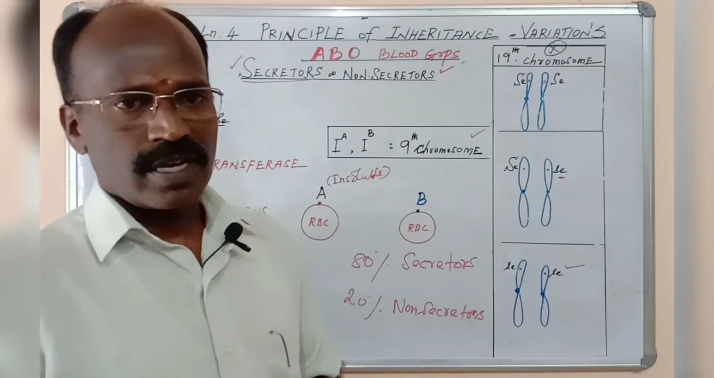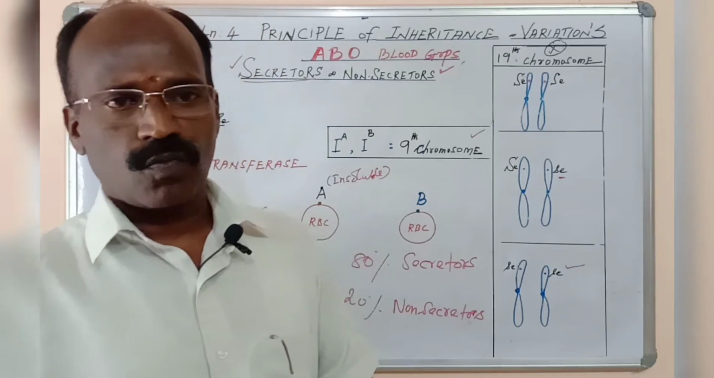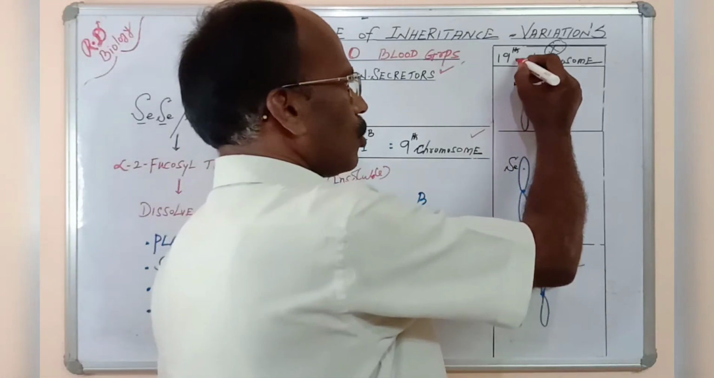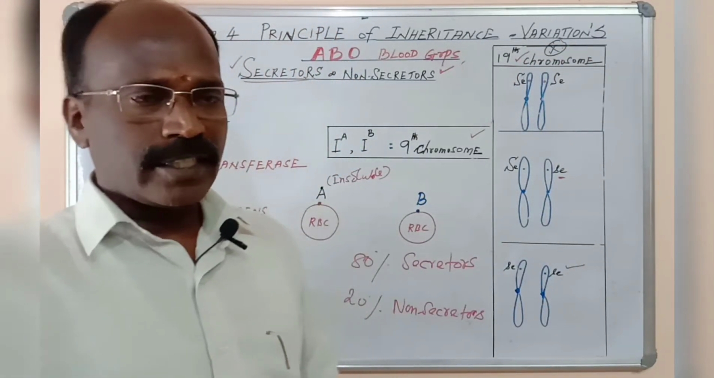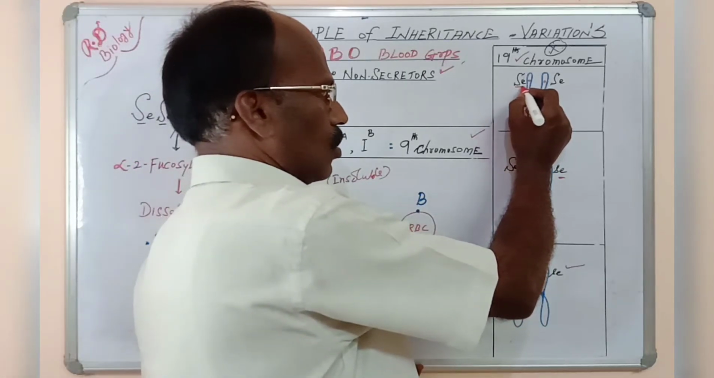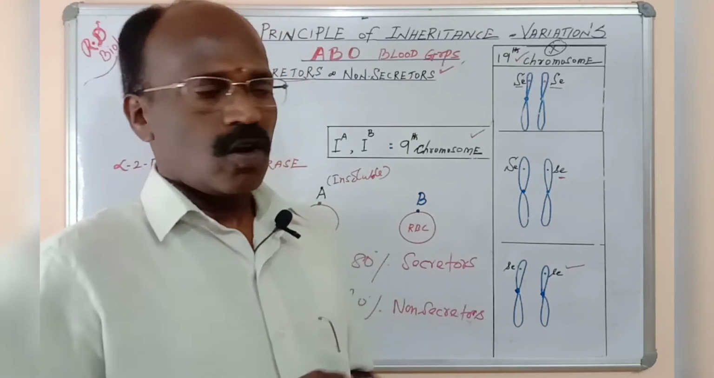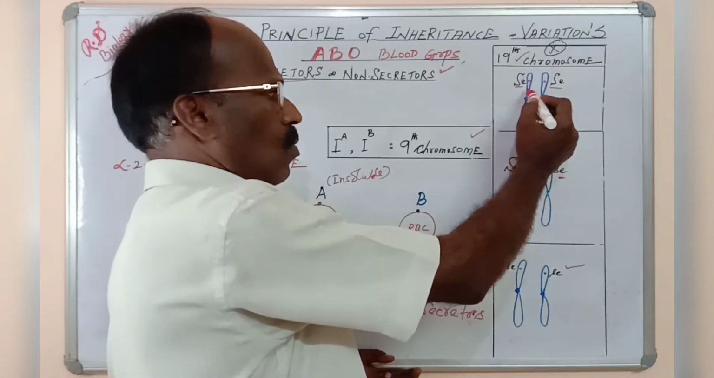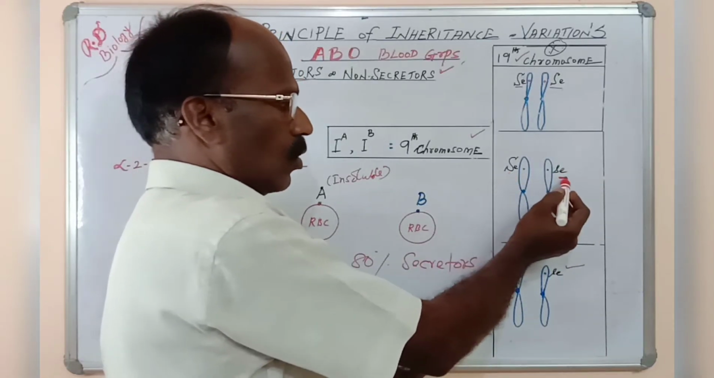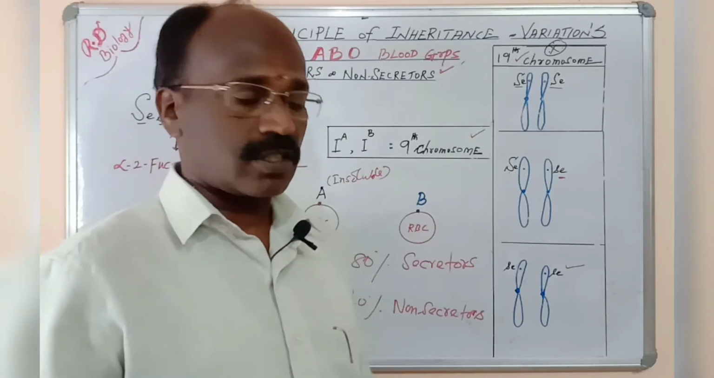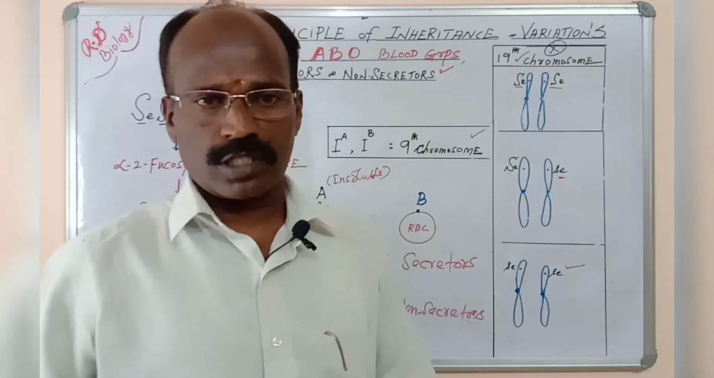The reason is, secretors are determined by a pair of alleles found on the 19th chromosome. You should know, 19th chromosome. On the 19th chromosome, let us represent the pair of alleles as SE, SE. Both are dominant alleles, so homozygous dominant. In some cases, heterozygous dominant: one dominant, one recessive allele. In certain cases, both are recessive alleles, small s, small s.